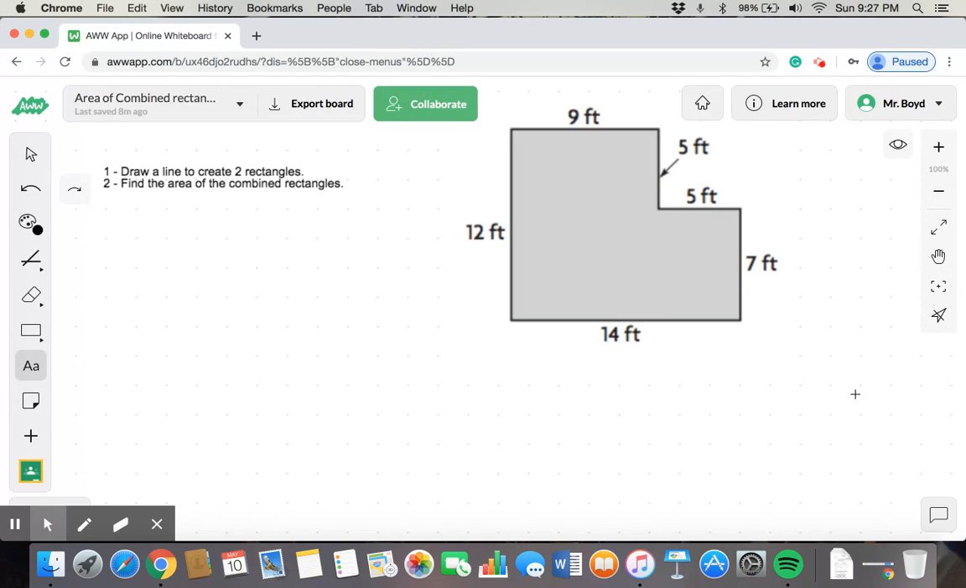So before watching this video, we should have already viewed the formula for the area of a rectangle, which we know is length times width, and we should have already viewed how to use the app.